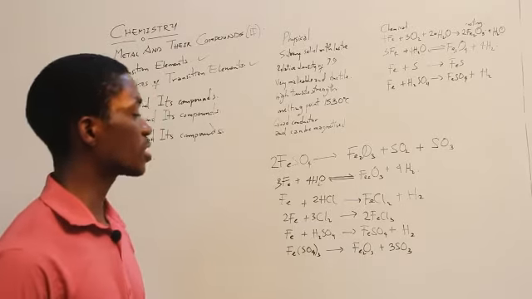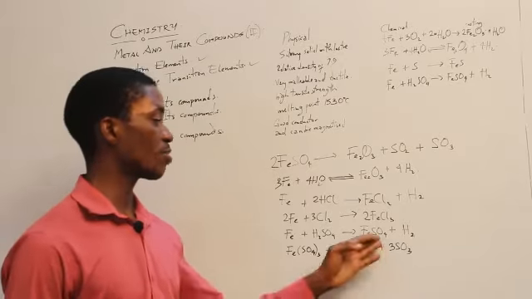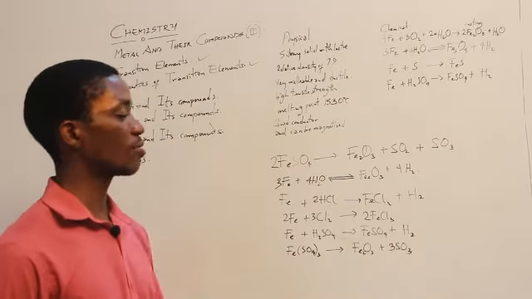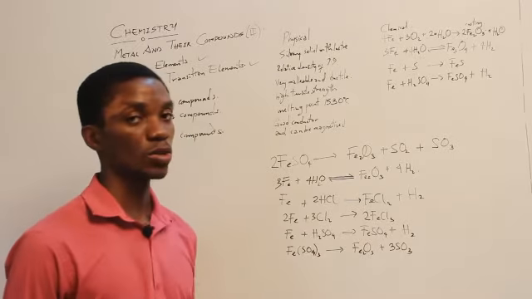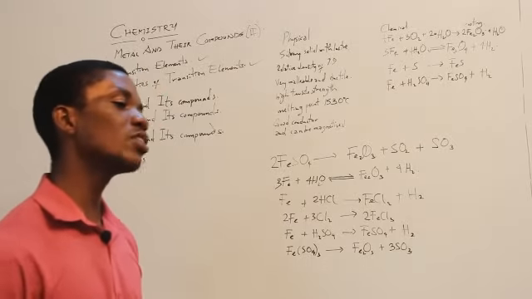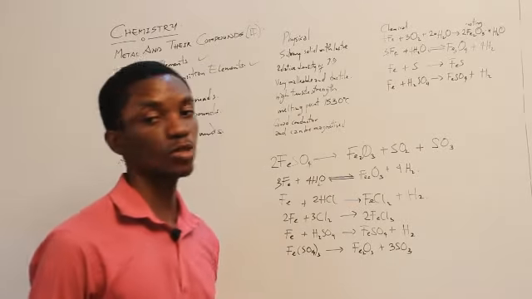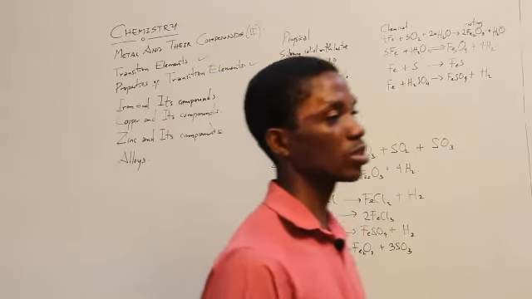Iron tetraoxosulfate 6 can be produced by reacting iron with tetraoxosulfate 6 acid, and we have the liberation of hydrogen and the iron tetraoxosulfate 6 salt. Also, there is the iron 2 tetraoxosulfate 6 salt. There is also the iron 3 tetraoxosulfate 6 salt.